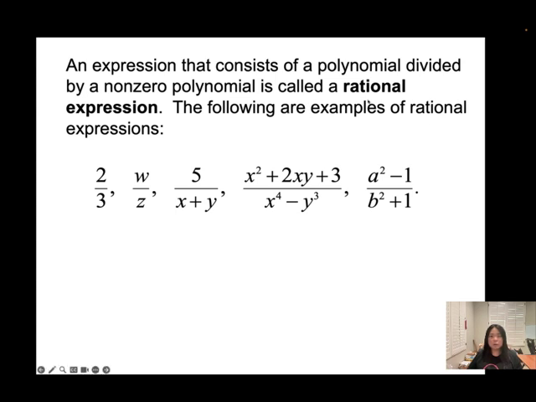So we learned about what rational numbers are, and also we learned about polynomials. So these are examples of rational expressions, like 2 over 3, or a variable over a variable, or a monomial over a binomial, or a trinomial over a binomial. All these are examples of rational expressions.